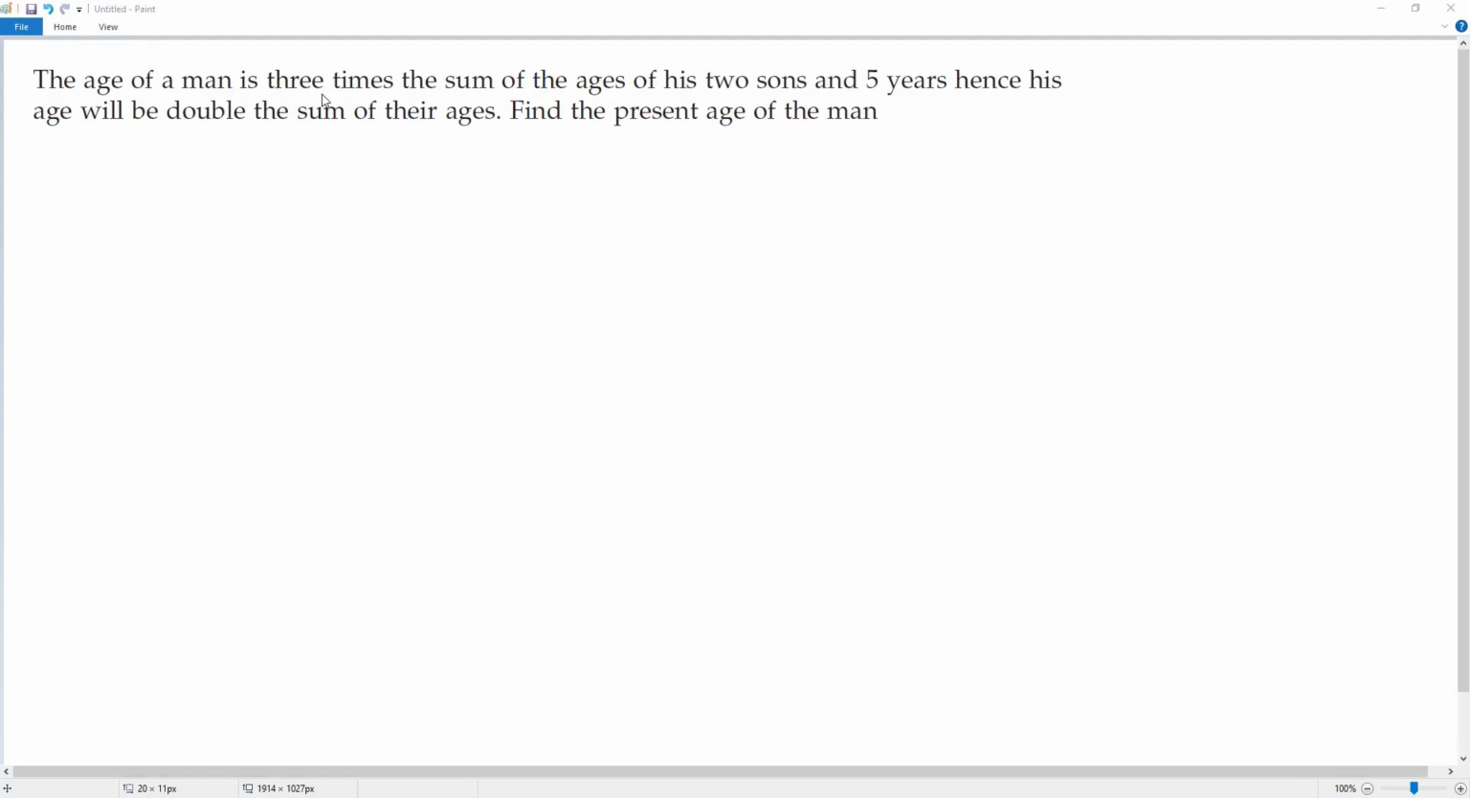The age of a man is 3 times the sum of the ages of his two sons, and 5 years hence his age will be double the sum of their ages. Find the present age of the man.